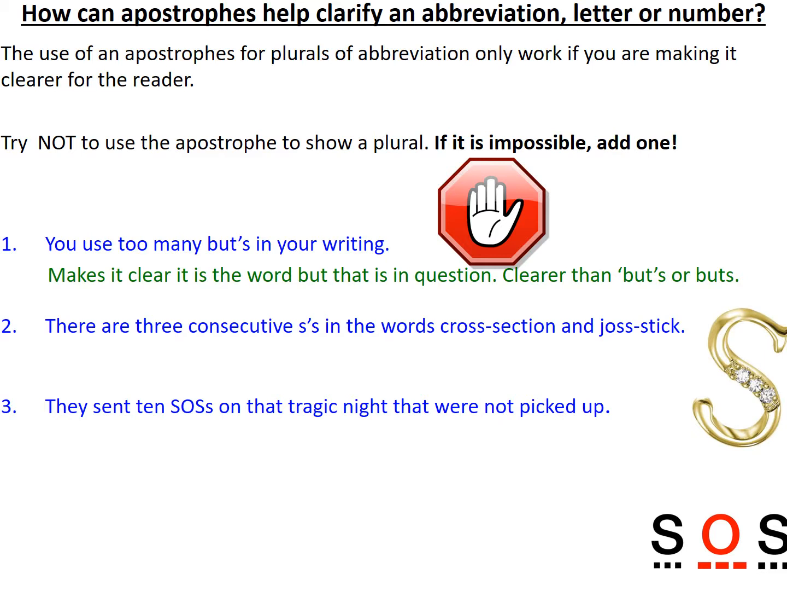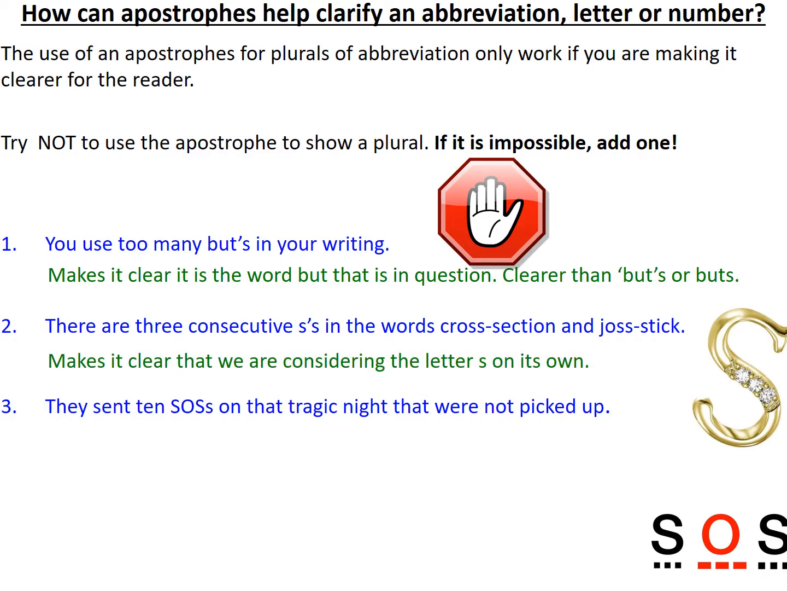Moving on. There are three consecutive S's in the words cross-section and just stick. I'm definitely certain I used this example just to teach you that fact, if nothing else. But it's interesting to note that it would be very confusing if I wrote two S's just to say that I'm referring to S when I didn't have the apostrophe. When I put the S and then an apostrophe and an S, I'm making it clear that we're considering the letter S on its own.